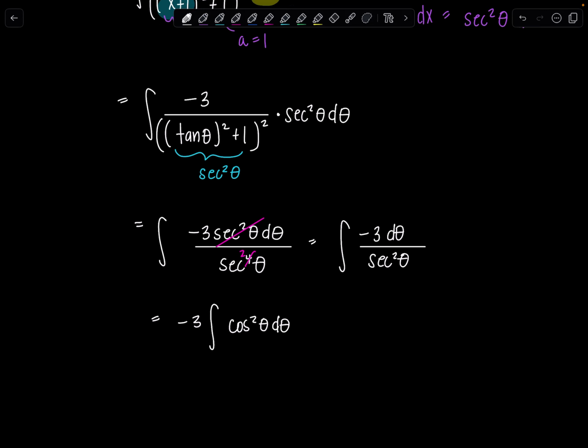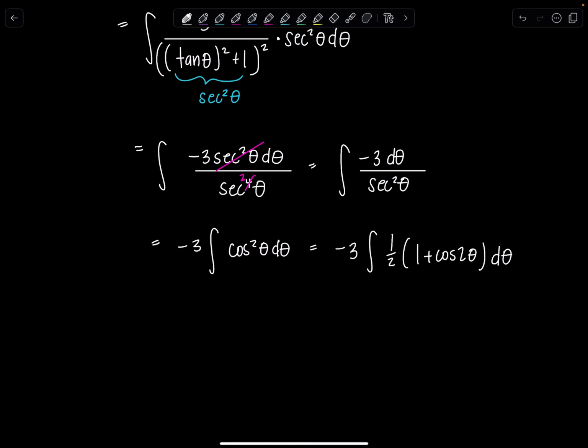What do we do here? Anytime you see cosine squared in an integral, you turn into a little math robot and you go, I will immediately replace it with 1/2 times (1 plus cosine 2 theta) d theta, half angle identity. And then please take out this 1/2 with the negative 3. Always take the constants out. If I wasn't explaining right now what I'm doing, I would have done it immediately, okay? So negative 3/2, integral of (1 plus cosine 2 theta) d theta.